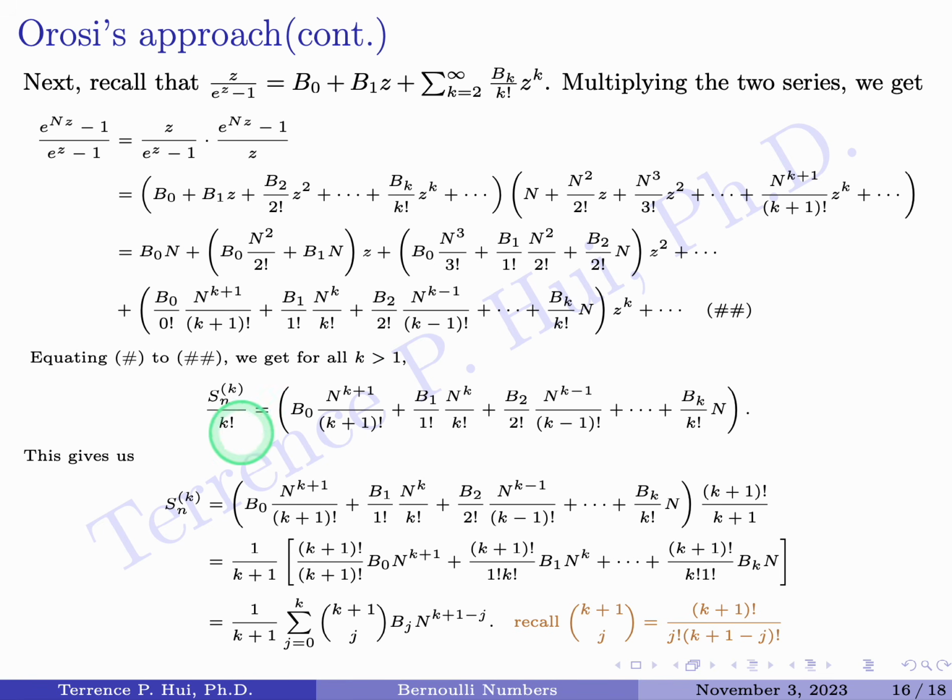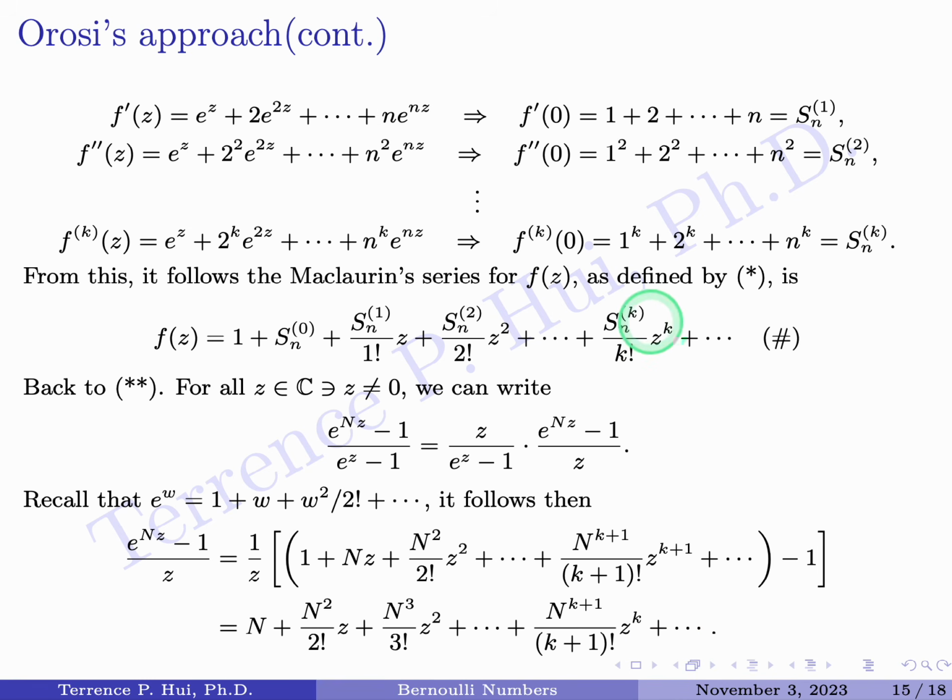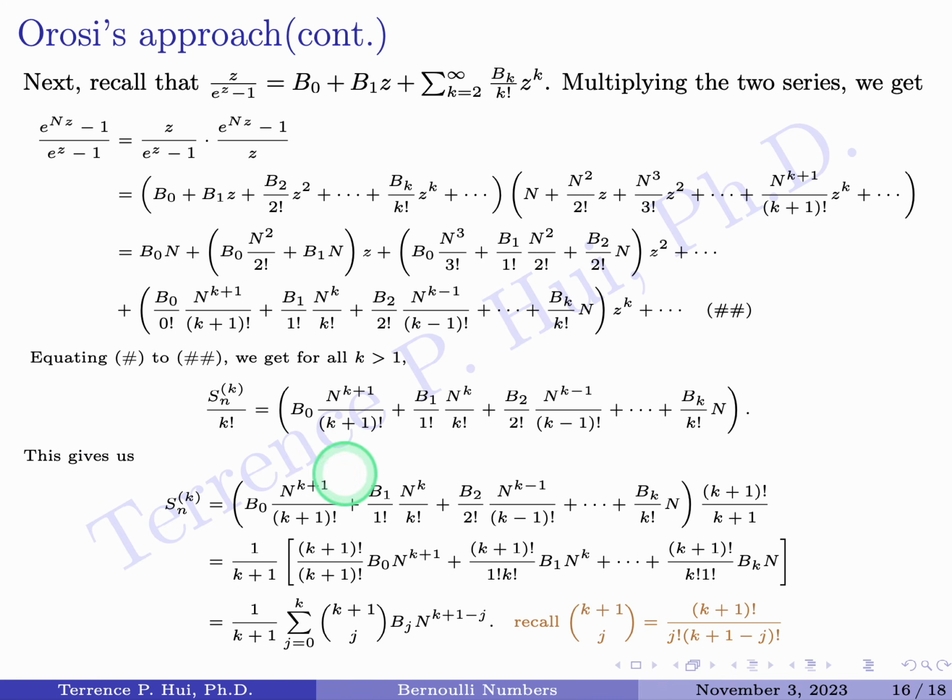In general, I have s sub n k over k factorial. That came from this guy here, right? So that's the single pound. In general, that must equal this sum, which is this guy, the coefficient. These two coefficients must be equal because they're both representing z to the k, right? Let's ignore b0 and b1, because those we already know, so we don't need to worry about them. We just need to worry about the general case. So starting with k equal to 2, these two must be equal.